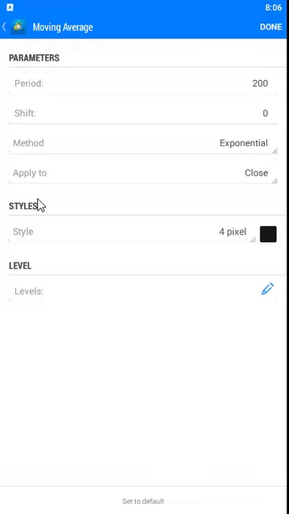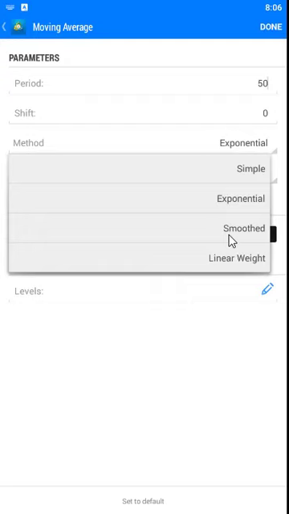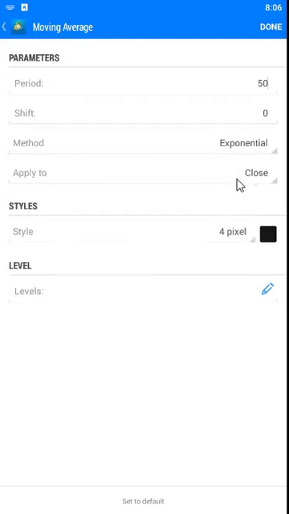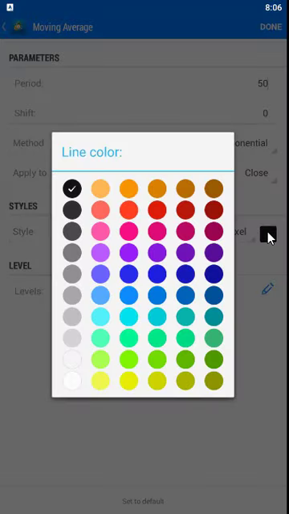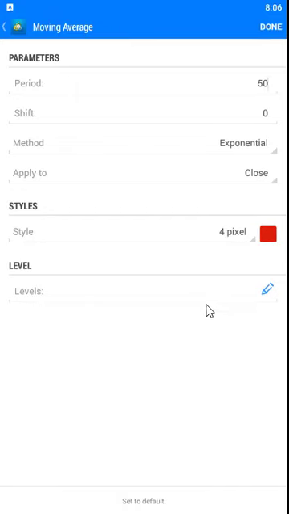So after you click, then you change the parameters. So the parameter you're going to use is the period now should be changed to 50 period. Okay, the shift should still be 0. The method should be exponential like this. Then apply to the closing price like this. Okay, which is very simple to do. The style should be 4 pixels, then the color should be changed. So you just click this color here, you see the color palette, you change it to red. Okay, then that's all. Very simple. So you click on done here.